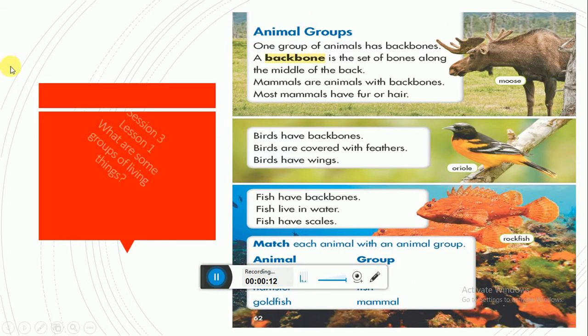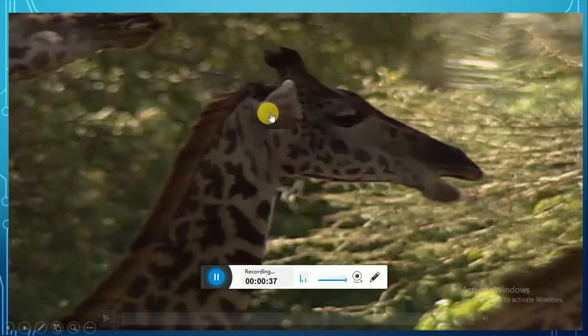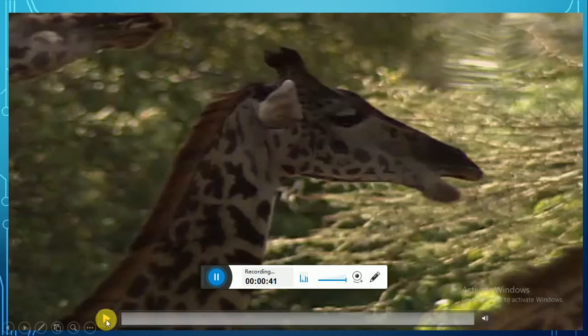Today, inshallah, we're gonna talk about session 3, lesson 1. What are some groups of living things? Last session we talked about the groups of plants. Today, inshallah, we're gonna talk about the groups of animals. Okay, animal groups. You can find this in the book, page 62. Okay, let's watch through this video together to know more about the lesson.